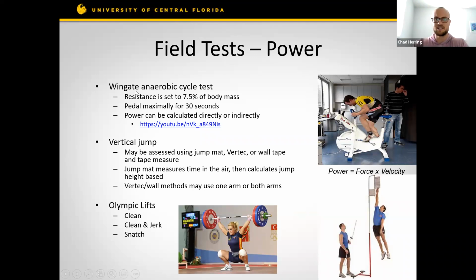Here's a cycle test, the Wingate. I believe I talked about it a few weeks ago when it came to anaerobic. That's a test of anaerobic performance. Okay. You can calculate power either directly or indirectly, and the resistance is set to 7.5% of body mass, and you're going max for 30 seconds.